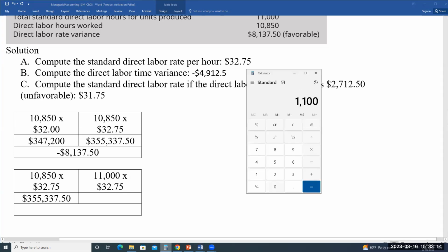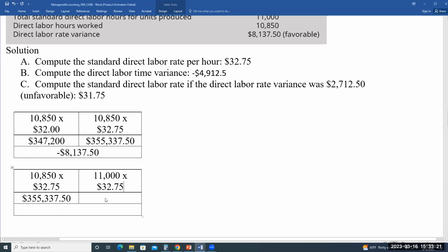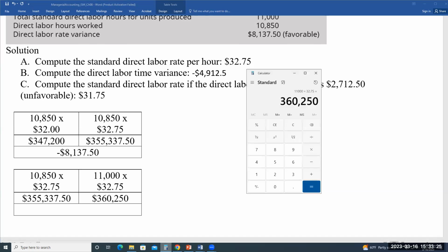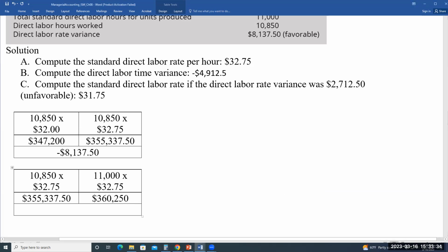I think the lesson here is I really need to stick to these tables because when I try to solve these without them, yeah, 360,250. What's that? Yeah, it works. Yes, 4,912.50. Okay.